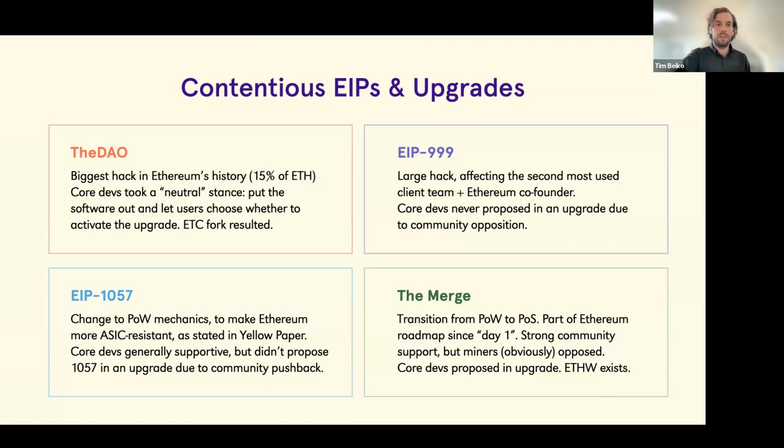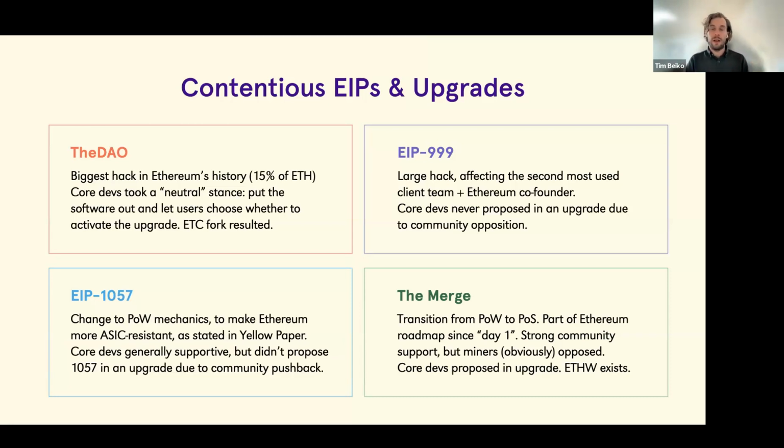And then we had a milder version of this with ProgPoW, so EIP 1057, where there was a change proposed to proof of work mechanics, which core devs, I'd say, were moderately in favor of. The community was strongly opposed to it. So again, the change never made it into an upgrade.